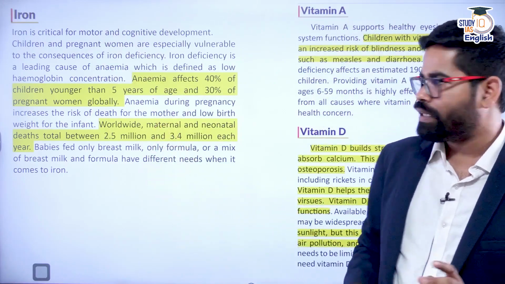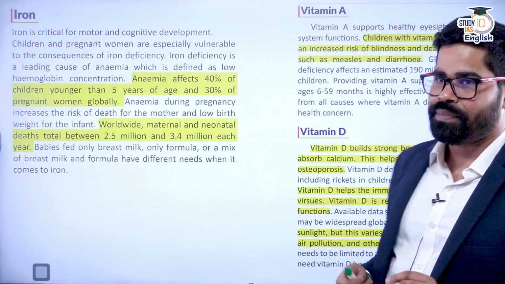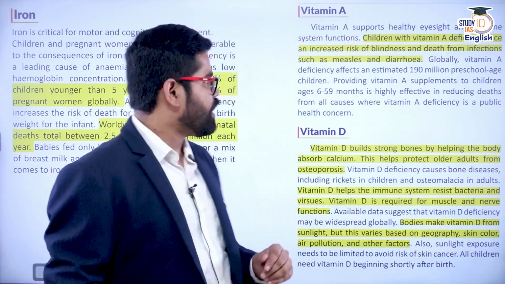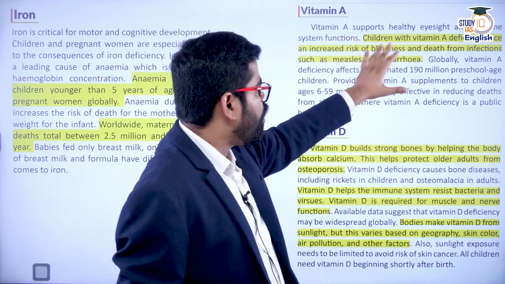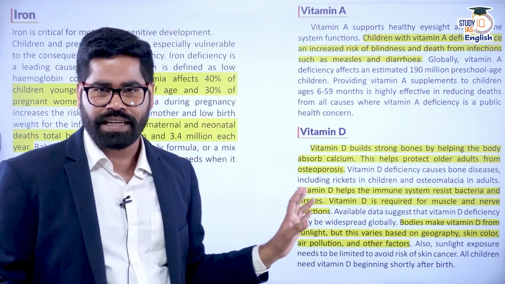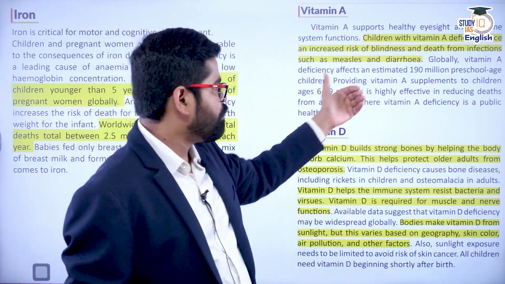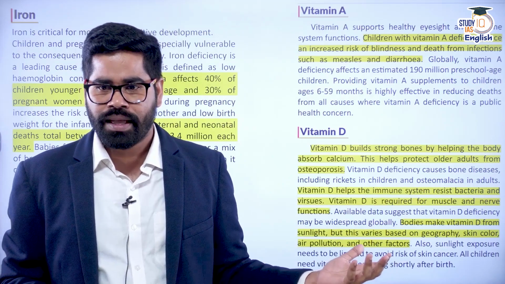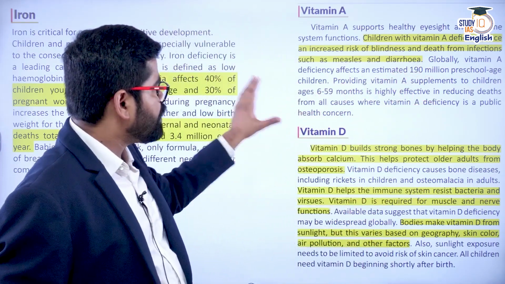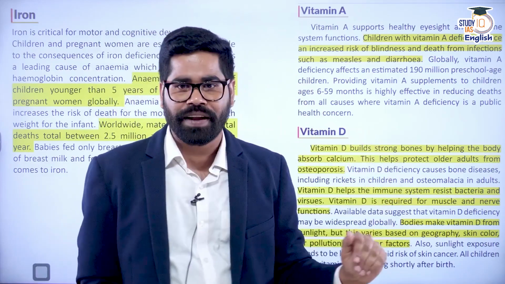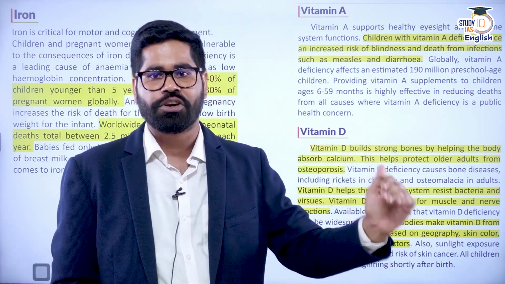Then if we talk about vitamin A, deficiency has been related with the risk of blindness and death from infection, infections like measles or diarrhea. About 190 million preschool age children are affected due to this deficiency of vitamin A.